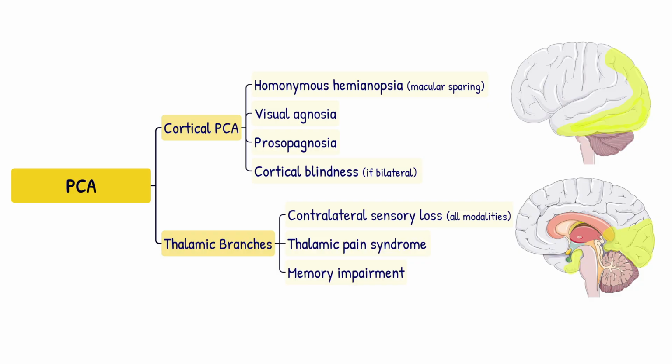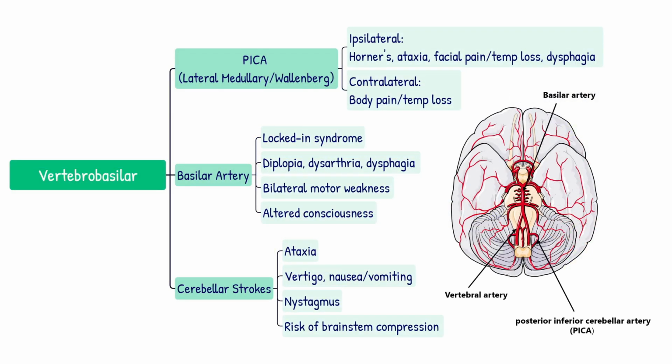When thalamic branches are affected, you get contralateral sensory loss affecting all modalities. This can lead to thalamic pain syndrome. There's also memory impairment. The vertebrobasilar system supplies the brain stem and cerebellum. Let's discuss the key syndromes.